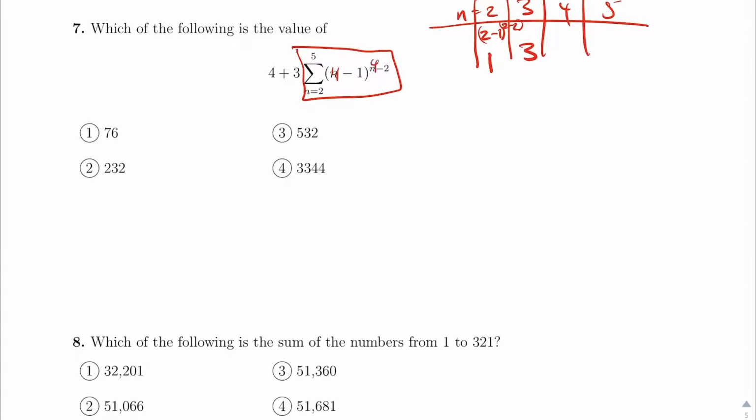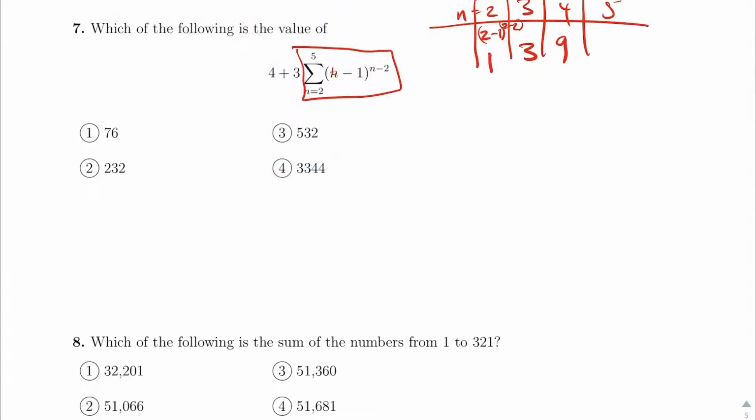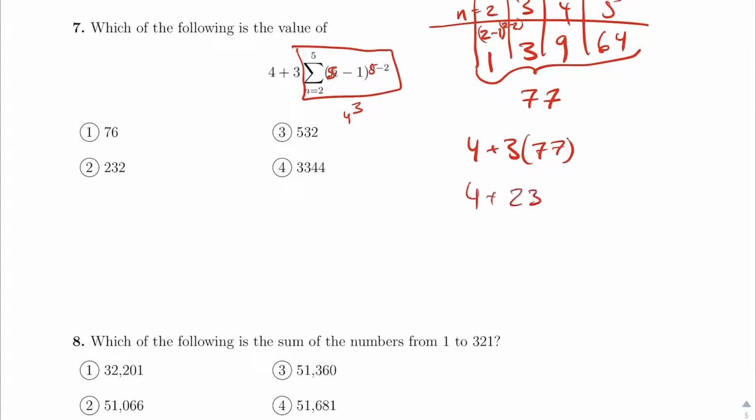Here we use 4 minus 1 is 3 squared, that's 9. Here we use 5, so 5 minus 1 is 4, 5 minus 2 is 3, 4 cubed is 64. We sum these all together and we get 77. Or do we? I think we get 77. Yep, we do. And now we do 4 plus 3 times 77. And that gives us 4 plus 231.